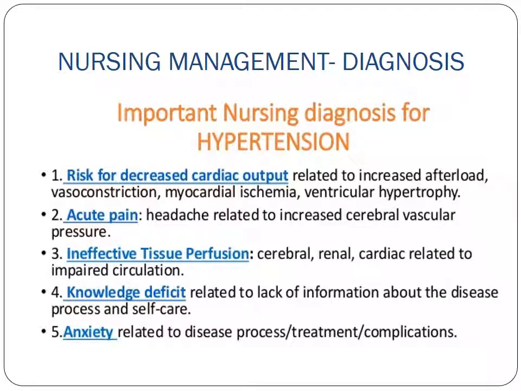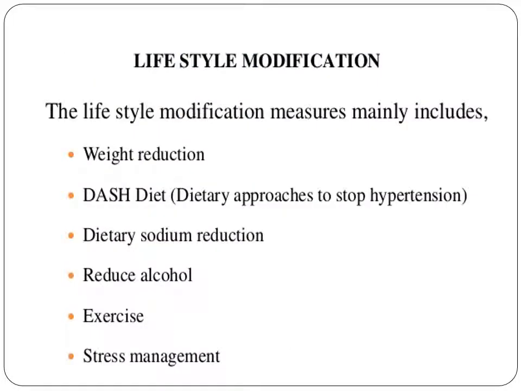The nursing management for this condition: the nursing diagnoses include risk for decreased cardiac output, as there is not going to be enough output. You understood what the condition is about. Acute pain, yes, there can be severe pain, as I told you, such as a severe headache, due to this high blood pressure. Ineffective tissue perfusion, activity intolerance, anxiety, and also vision problems.